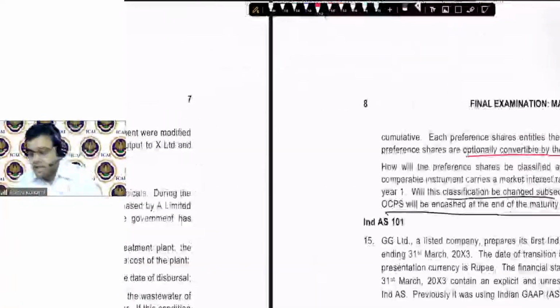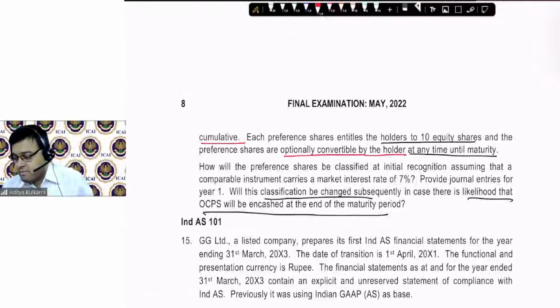Non-cumulative. What do you mean by non-cumulative? That means when you want, you do it. Okay. So therefore, is there an obligation to deliver cash for the dividend? Answer is no. Because it is non-cumulative.